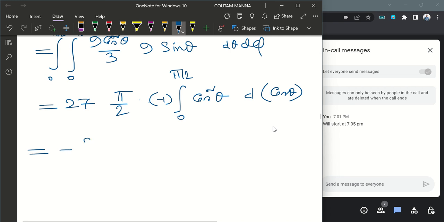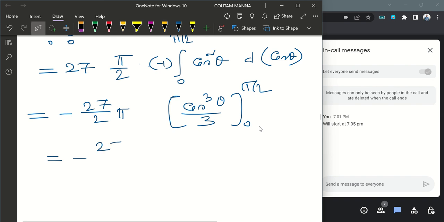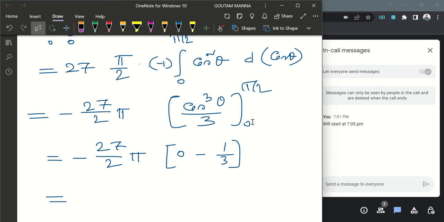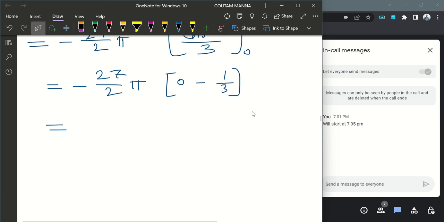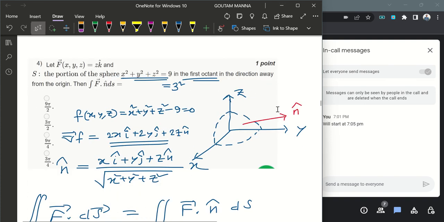So then it will be minus 27 by 2 pi cos cube theta by 3 with lower limit 0, upper limit pi by 2, and cos pi by 2 is 0 and cos 0 is 1. So we will have minus 27 by 2 pi times 0 minus 1 by 3, and then if you do the simplification, it will be 9 pi by 2. So the value of this surface integration f dot n ds will be 9 pi by 2, the first option.